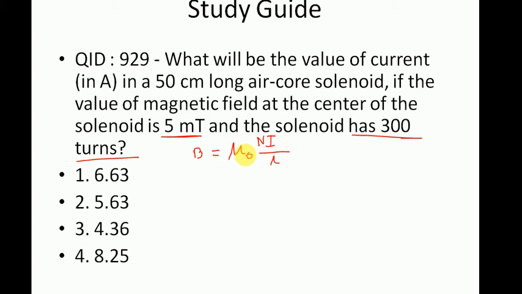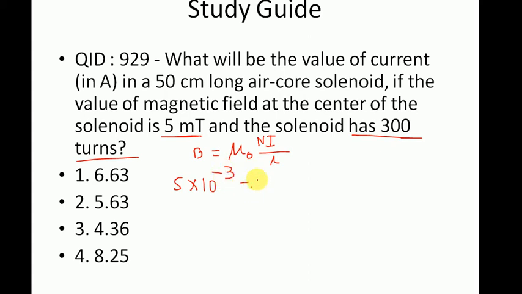Now what is the N? N is the number of turns. Okay, and what is the I? I is the current which we have to calculate, and L is the length. Okay, now let us write all the values. 5 into 10⁻³.